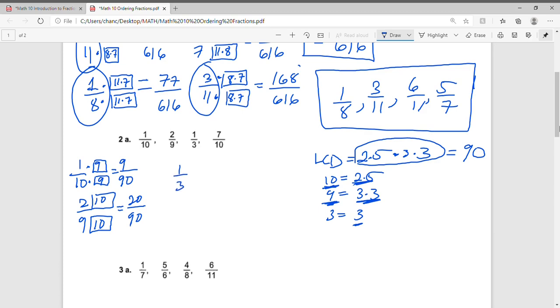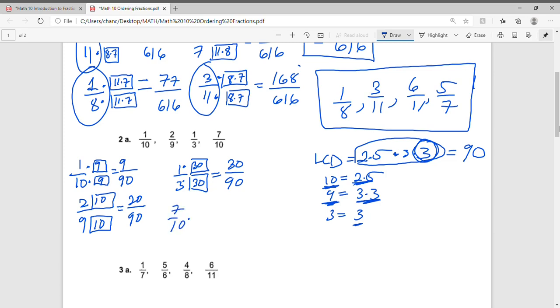1/3. I need to multiply the top and bottom again by a number to get the denominator being 90. This one's a little bit more difficult, but you can look, there's a 3 here, so we need a 2 times 5 times 3. I know that's 30, so that's 30 here on the top and on the bottom. So we'll say 1/3 is equivalent to 30 over 90.